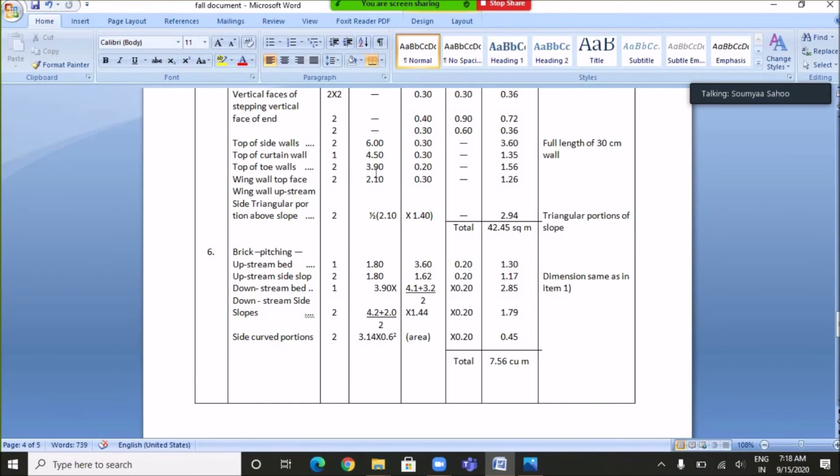The length of the top of the door wall for which the cement pointing work is to be done is 3.9 meter and the breadth will be 0.2 meter. So the quantity will be 1.56 square meter.